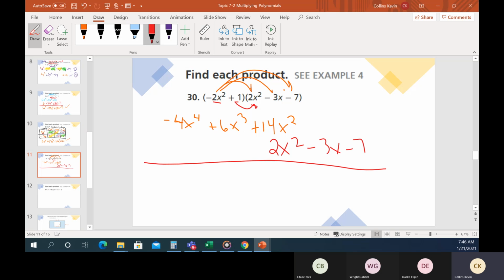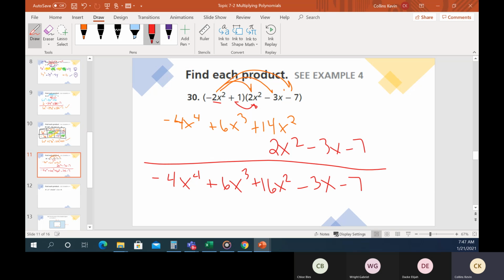So this one threw us off a little bit. There's really only one thing to combine. Everybody else just comes down. This is another good reason to have different ways to do this. So here's 14 plus 2. That's 16x squared. Because sometimes you'll run into a little curveball like that.